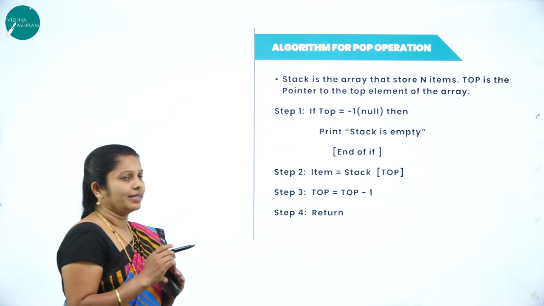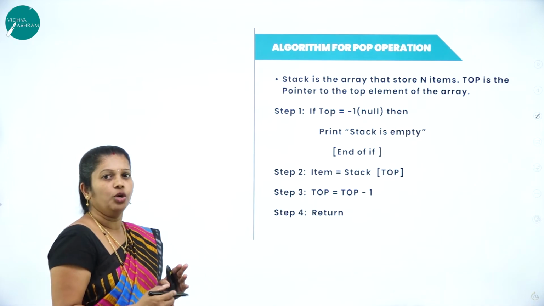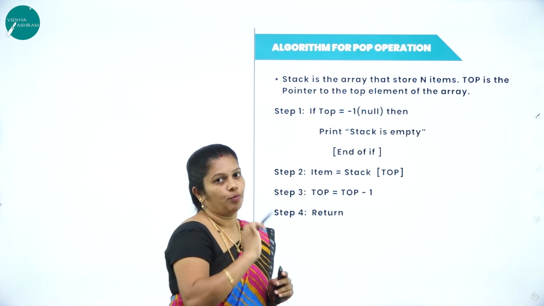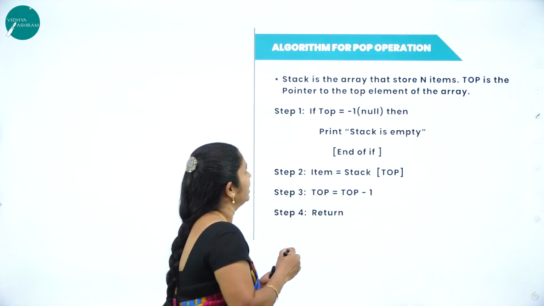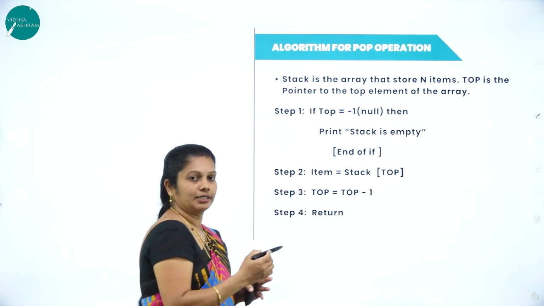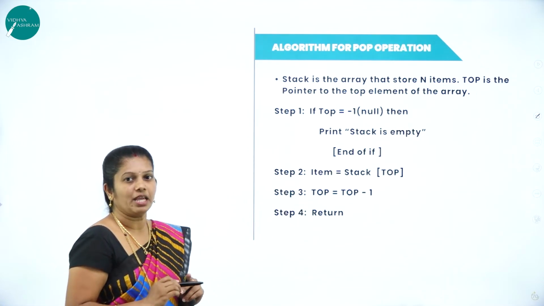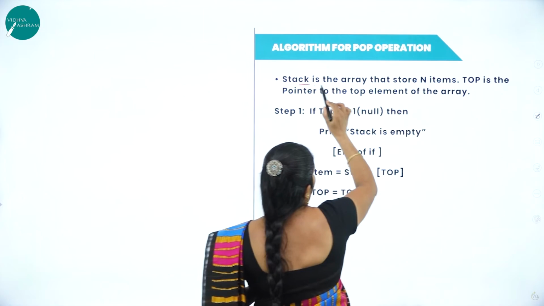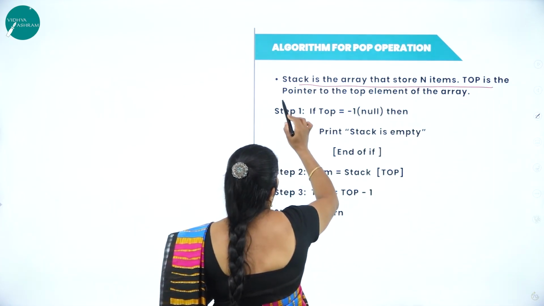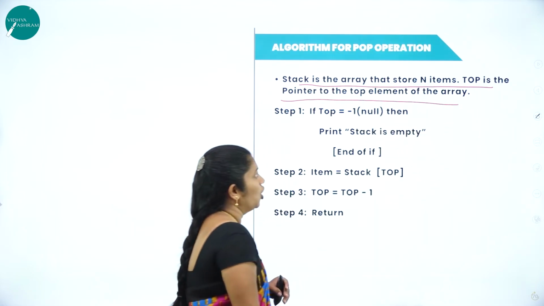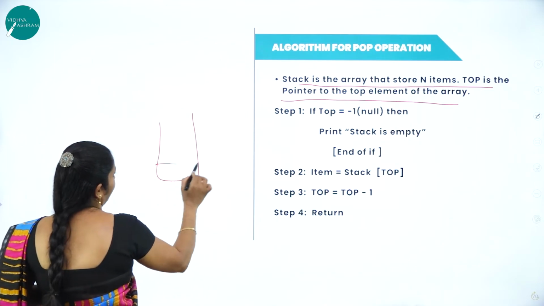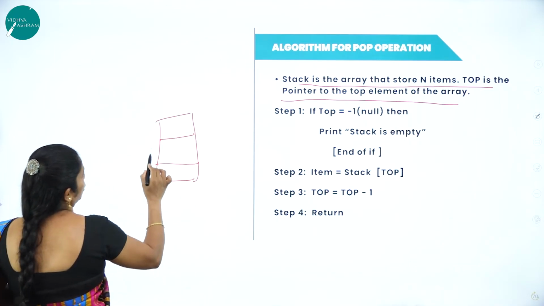Next one, the algorithm for the pop operation. What do you mean by pop? Already I told you: removing an item from the top of the stack. How to remove that element? For that, now I am going to explain the algorithm. Before writing the algorithm, you have to mention which variables we are using. Stack is the array that contains n items, whereas top is the pointer to the top element of the array. Consider we have an empty stack, position-wise 0, 1, 2.